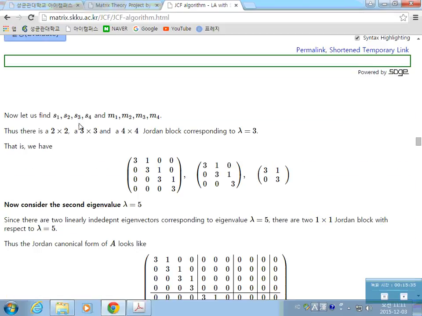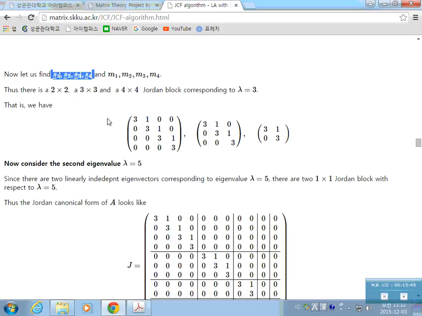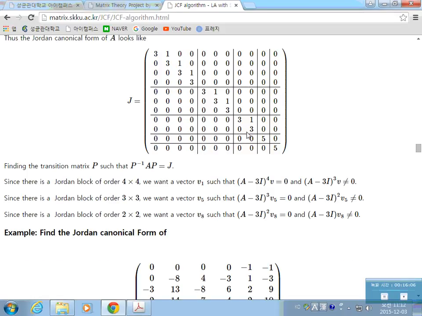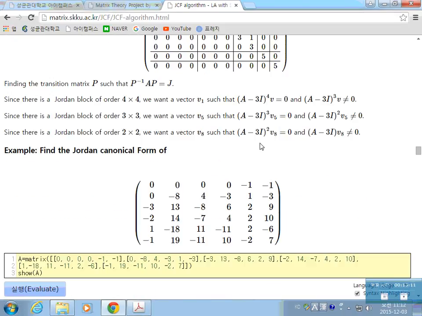With this information, now we have R1, R2, R3, R4, and R5. The differences of those give us S1, S2, S3, and S4, which means the size of one block is 4 by 4, another is 3 by 3, and the last one is 2 by 2. This gives us an 11 by 11 matrix with the two 1 by 1 blocks here and the 9 by 9 part with 3 Jordan blocks: one is 4 by 4, one is 3 by 3, the other is 2 by 2. Just by computing the rank of certain matrices.